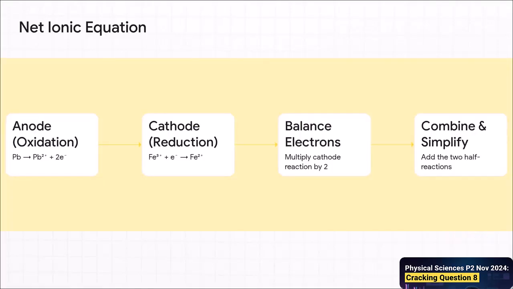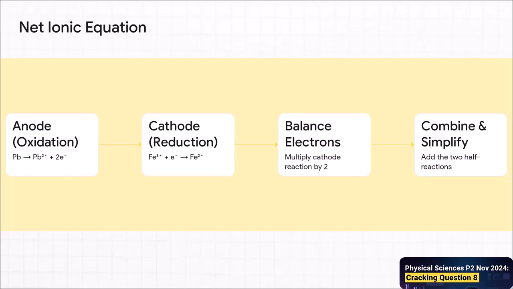Let's just break it down into 4 simple steps. Step 1, identify the anode half reaction. That's always on the left. So we've got lead getting oxidized and releasing 2 electrons. Step 2, the cathode half reaction. On the right, we see iron 3 gaining 1 electron to become iron 2.